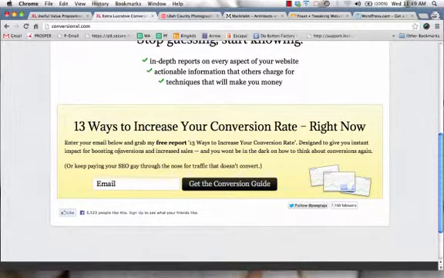And so when you come to this point on this site, you have the opportunity of putting your email in and getting the conversion guide.